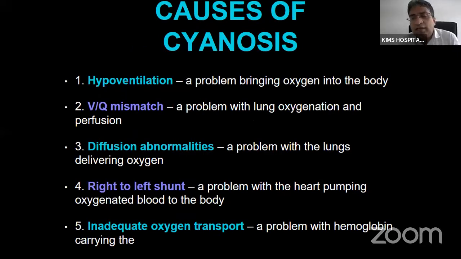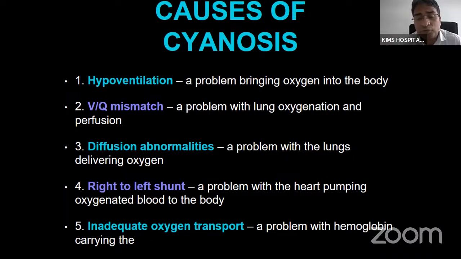So to approach any cyanosis in a neonate, we have to see the cause of cyanosis. There is hypoventilation, that means a lung problem or central problem, or when the baby is depressed; and VQ mismatch, when lung oxygenation or the peripheral circulation is a problem. Diffusion defect, when the lung is not able to deliver the oxygen, like in ARDS; and right to left shunt, seen at the lung level as well as at the heart level.